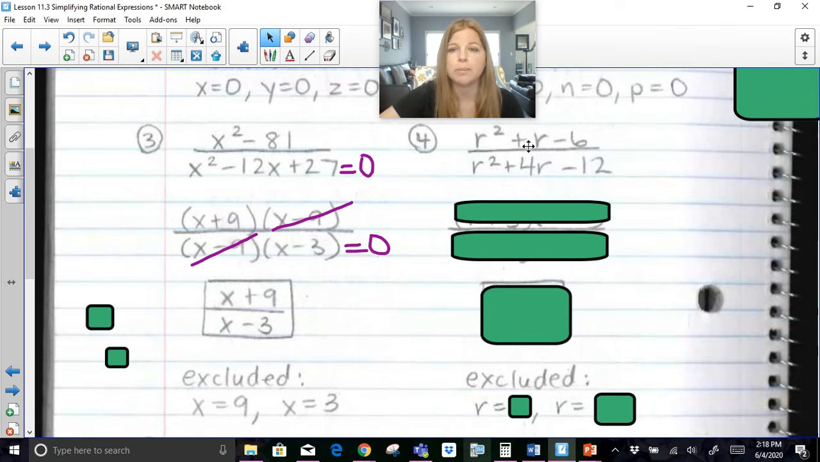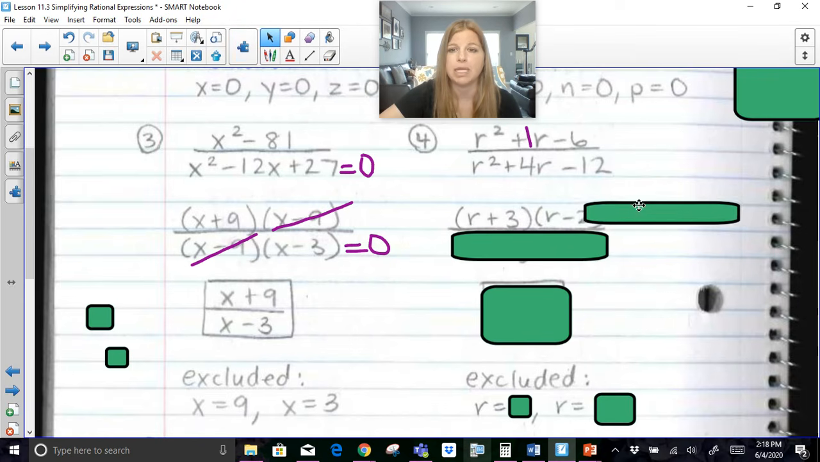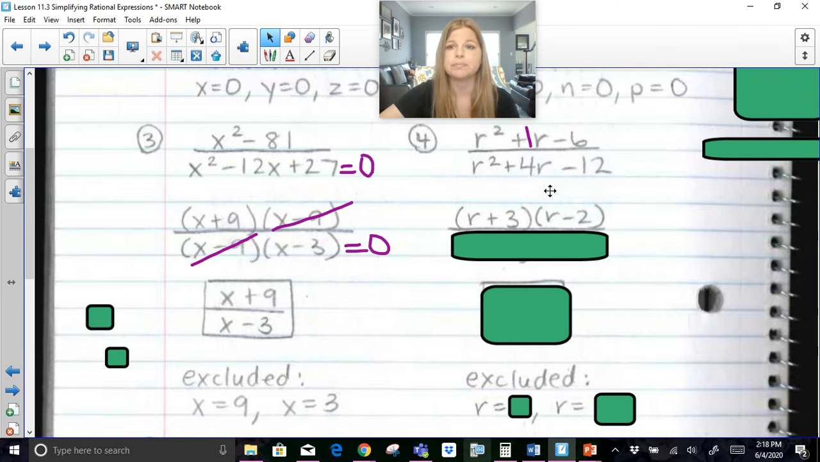Okay, r squared plus r minus 6. So factor pairs of 6 that are going to give me a 1. 1 and 6, no. 2 and 3, yes. They need to add up to get a positive 1, because remember, that's really the coefficient here in front of that r. So it's got to be a positive 3 and a negative 2, because those will add up to give me positive 1, and they'll multiply to give me that negative 6.